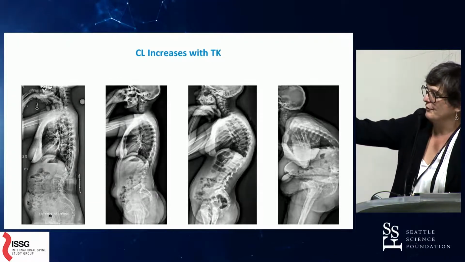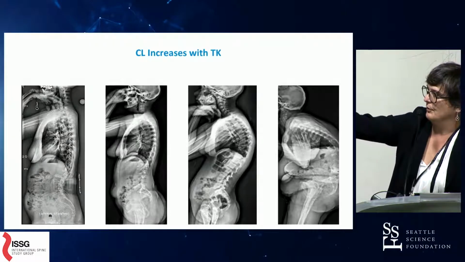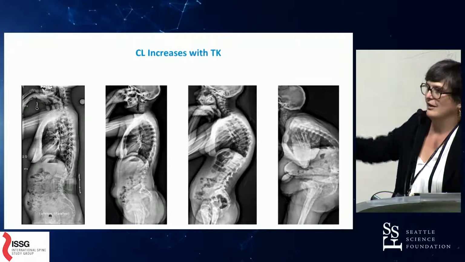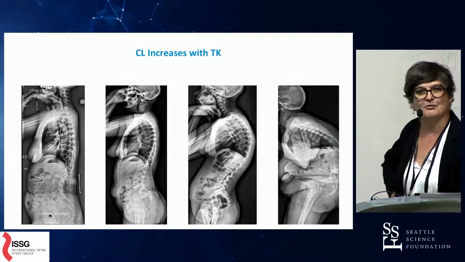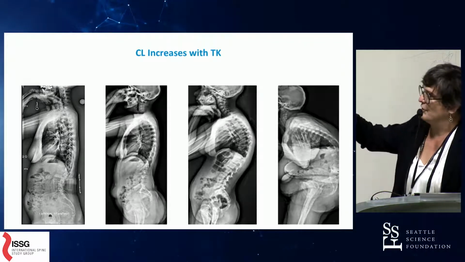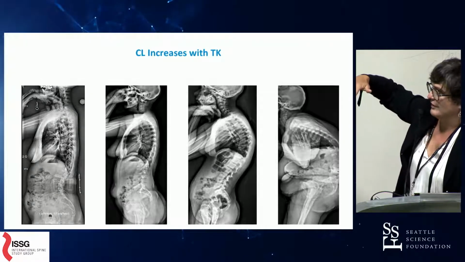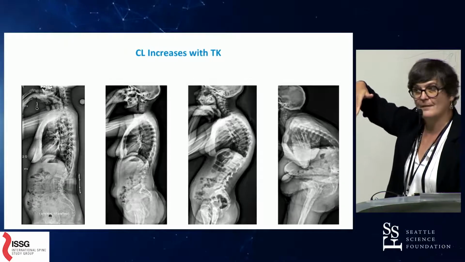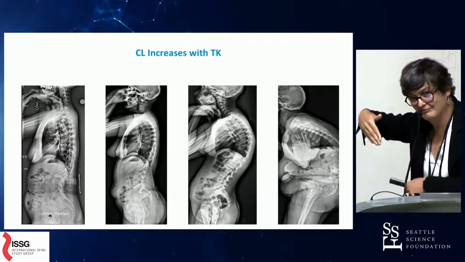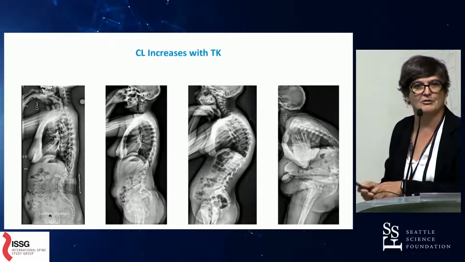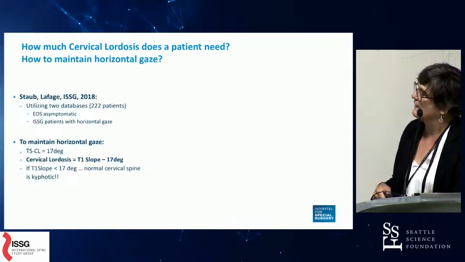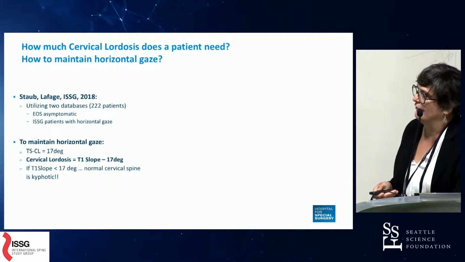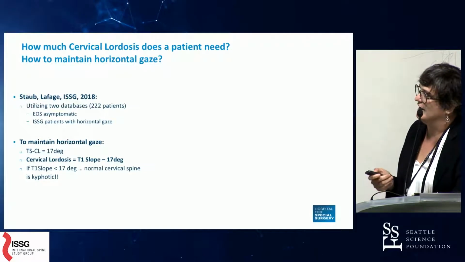As you go from left to right, so lumbar scoliosis, asymptomatic subject, Scheuermann patient, and a big sagittal deformity, what is happening is an increase in thoracic kyphosis, but more importantly, an increase in the slope of T1. As the slope of T1 increases, the cervical lordosis increases. And so we did a study with the SSG and one of our fellows that is now in Denver.